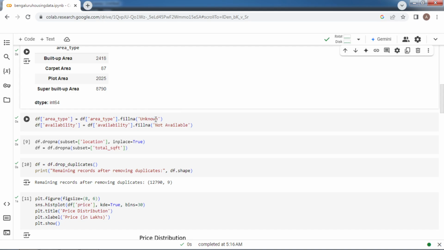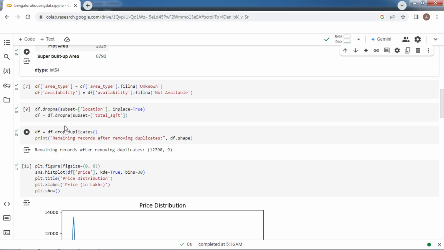Explaining why unknown and not available are suitable placeholders for these columns. And then for critical columns like location and total_square_feet, we can't assume missing values. We will drop rows where these values are missing. You can see we have already done that over here. It's important to retain only complete data for such key attributes, because if we don't retain the key data, the exploratory data analysis won't be that efficient later on.